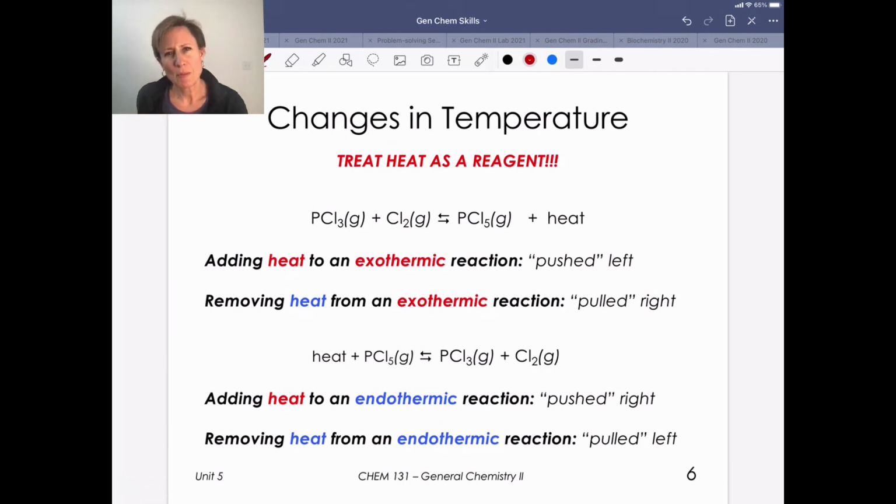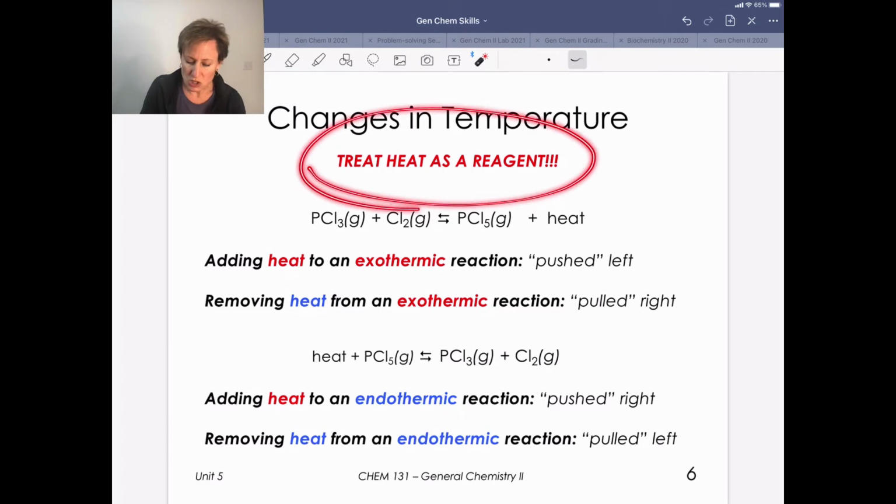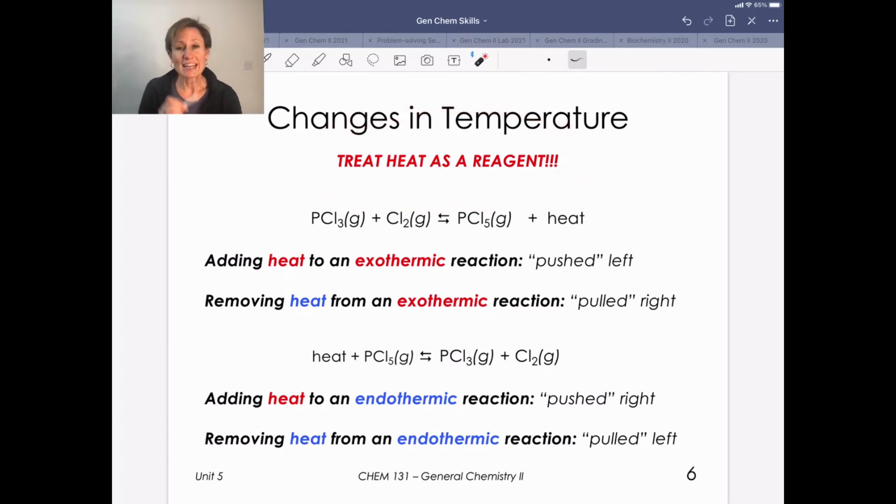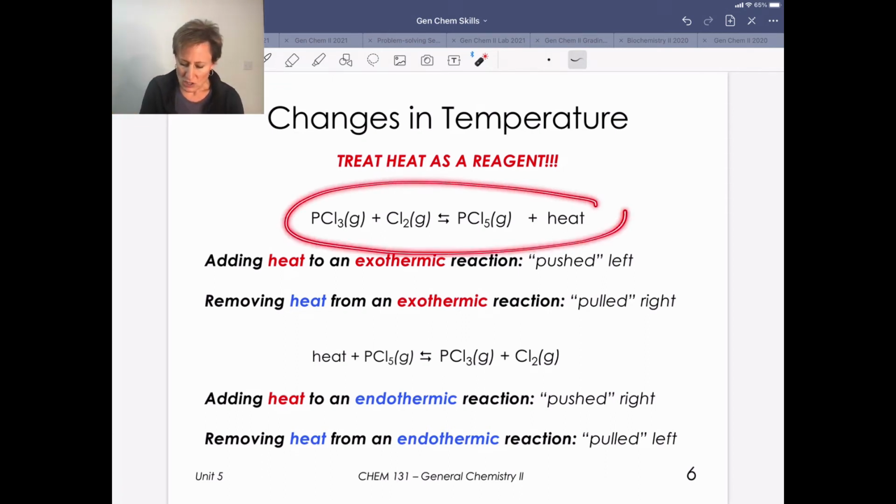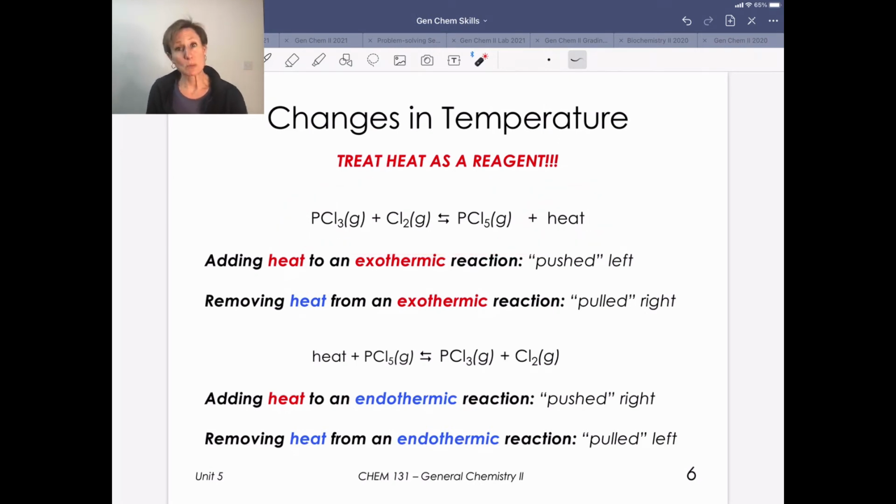Temperature. So how does temperature affect things? Well, remember, we can have reactions that are either exothermic or endothermic. Okay? And what I want you to think about when we're talking about changing temperature is treating heat as a reagent. Notice I didn't say reactant because heat could either be on the reactant side or the product side. So if we've got this equation, for example, in this equation, we've got it written where heat is a product, so that is an exothermic reaction.